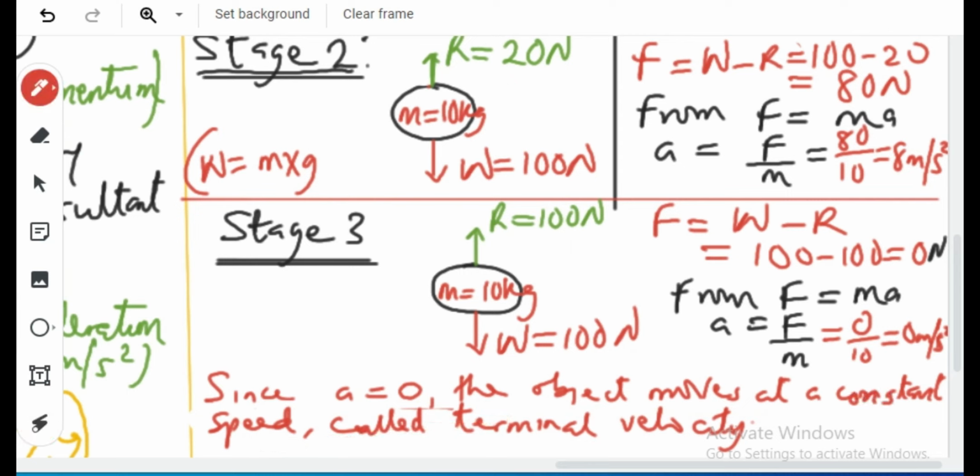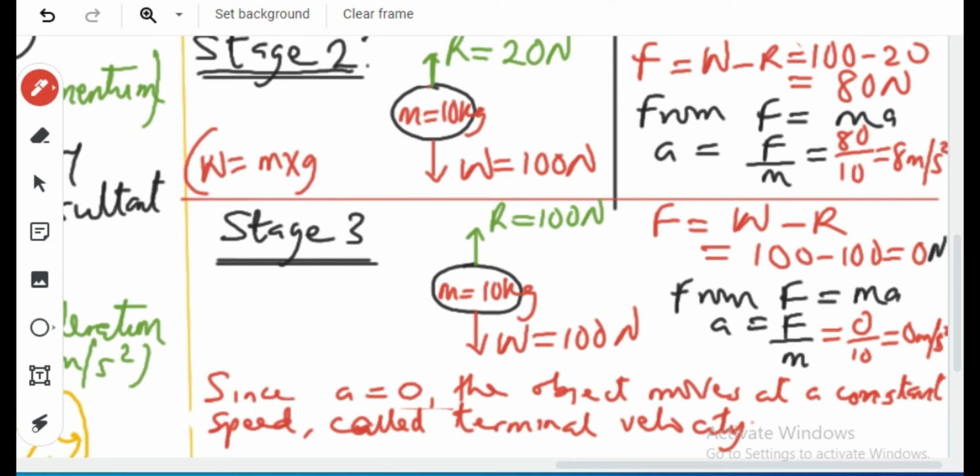Please, watch me. Why does it move at a constant speed? Because of zero acceleration. Why is it a 0 acceleration? Because resultant force is 0. How do we know that resultant force is 0? Air resistance is equal to weight. In other words, weight has balanced air resistance. So resultant force is 0. That means acceleration will be 0. Therefore, the object will be moving at a constant speed, which is called terminal velocity.